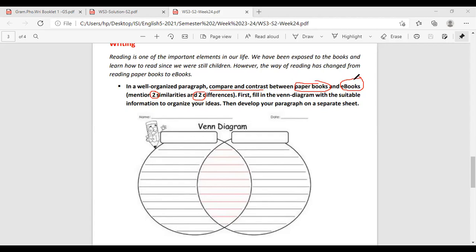You can go back to the sample that I read. You can write something similar to it, but you have to talk about paper books and ebooks. Put a paper book and an ebook in front of you, and think, how are they similar and how are they different? Just two similarities and two differences. You fill in the Venn diagram with the phrases. Then you have to develop your paragraph.